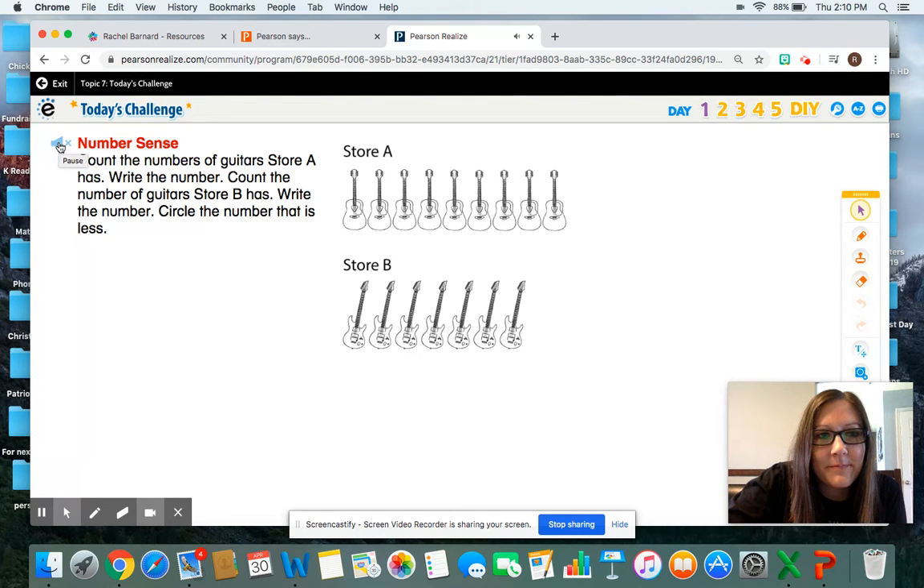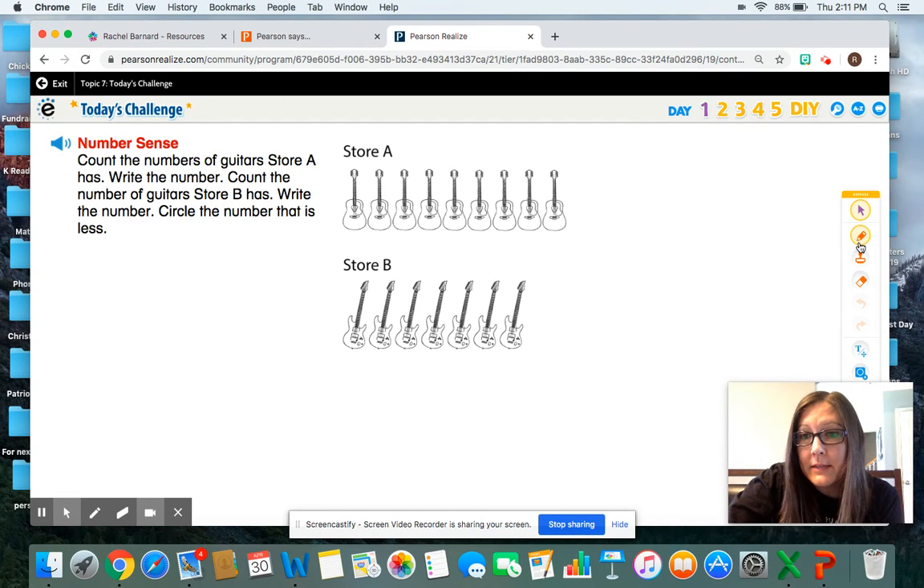Number sense. Count the numbers of guitars store A has. Write the number. Count the number of guitars store B has. Write the number. Circle the number that is less. All right, let's take a look. It says count the number of guitars that store A has. Let's do that part first.